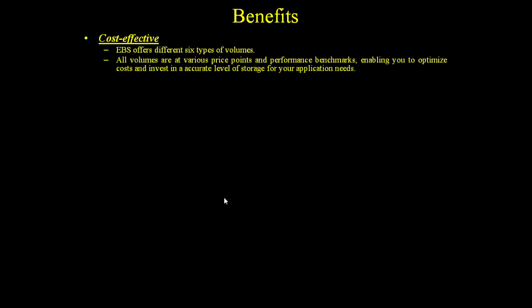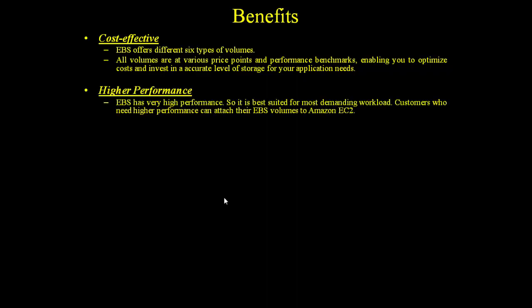Now next one is, what are the benefits of Elastic Block Storage? The first benefit is that it is cost effective. EBS offers six different types of volumes. All volumes are at various price points and performance benchmarks, enabling you to optimize cost and invest in an accurate level of storage for your application needs. Second one is high performance. EBS has very high performance, so it is best suited for the most demanding workloads. Customers who need higher performance can attach their EBS volume to Amazon EC2.